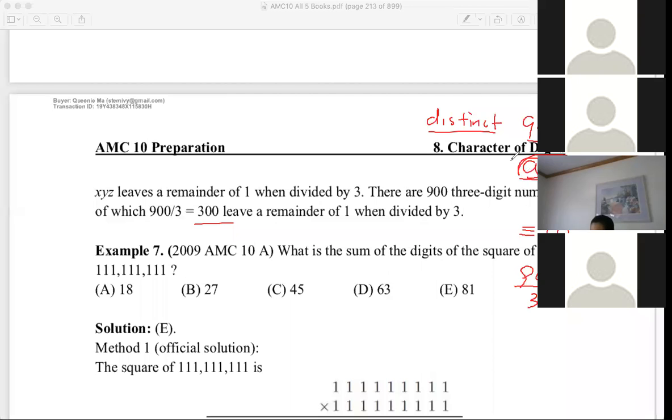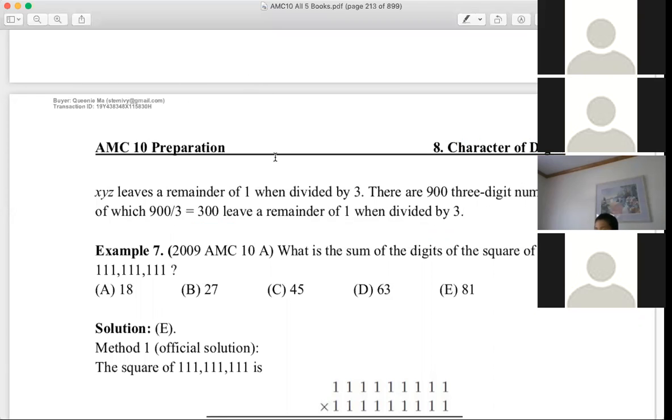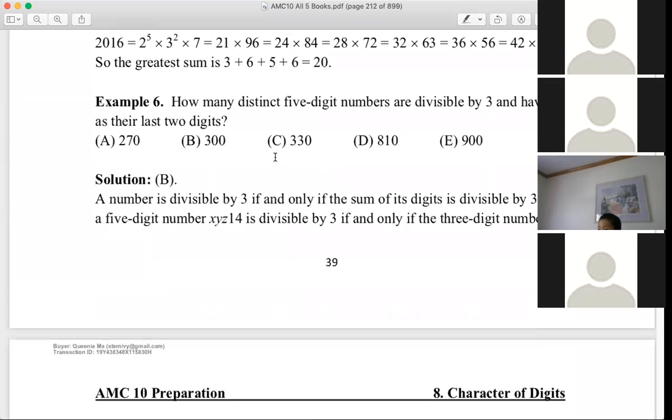If I take this one away, I allow the digits can be the same, then what should this answer be? Think, if the numbers can be equal.